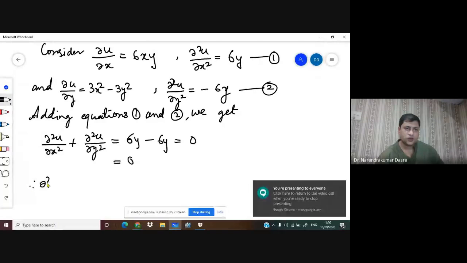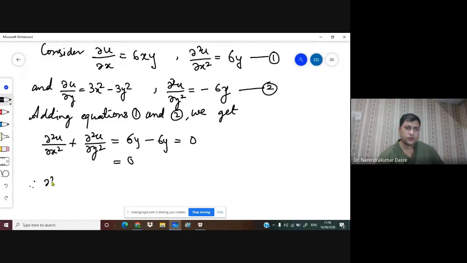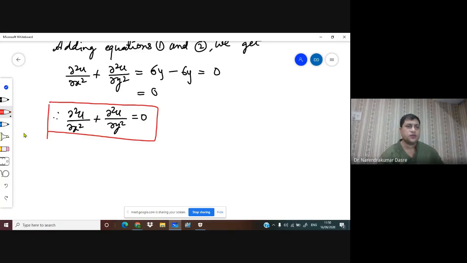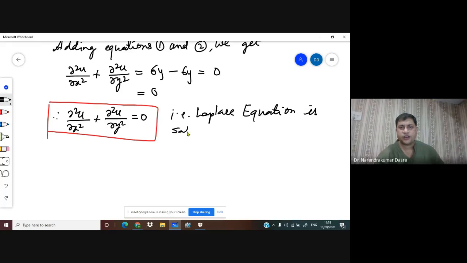So we have here, this is going to be 0. And hence what we got here: double square u by double x square plus double square u by double y square is equal to 0. So we proved that the sum of the second order derivatives for this u is going to be 0. So we can say here that Laplace equation is satisfied.